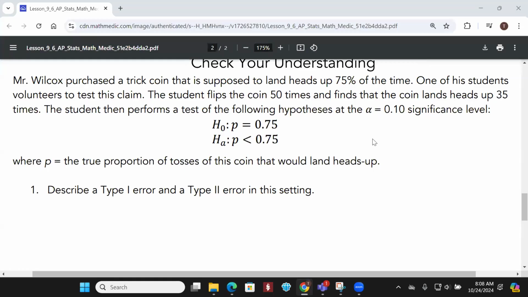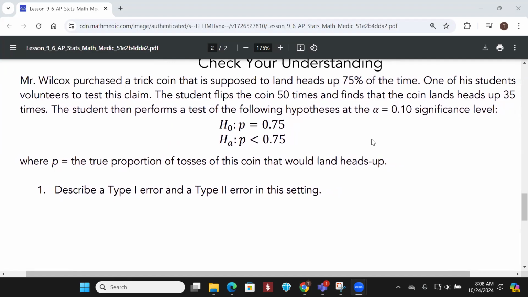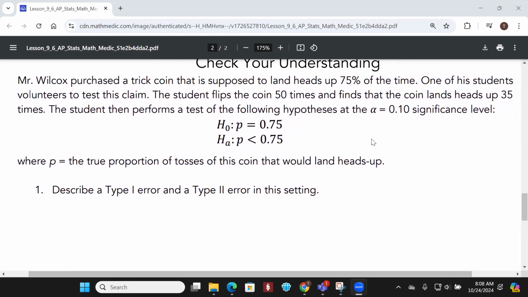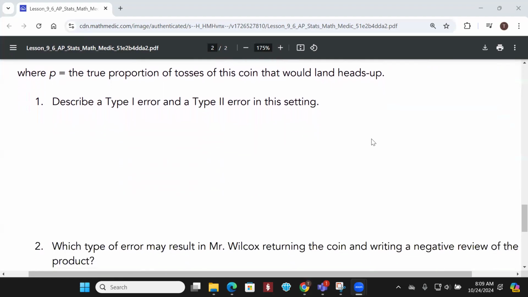Mr. Wilcox purchased a trick coin that is supposed to land heads up 75% of the time. One of his students volunteers to test this claim. The student flips the coin 50 times and finds that the coin lands heads up 35 times. The student then performs a test of the following hypotheses at alpha = 0.1 significance level. Notice how that's different from what we had previously. The null is p = 0.75. The alternative is p < 0.75, where p is the true proportion of tosses that the coin would land heads up. Describe a type 1 error and a type 2 error in this setting.